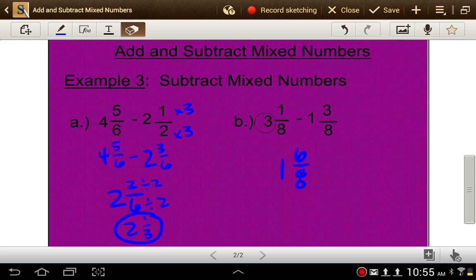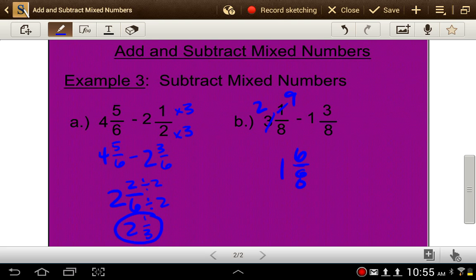I'm going to erase what I had here. I take 1 away from the 3 and make it a 2, so that always goes down 1. I'm breaking it into 8 individual pieces, because that's my denominator, so I'm going to add 8 more pieces to here. So I add the numerator and denominator, 8 plus 1 becomes 9. Now I can do 2 minus 1 is 1, 9 minus 3 is 6, denominator 8 stays the same.